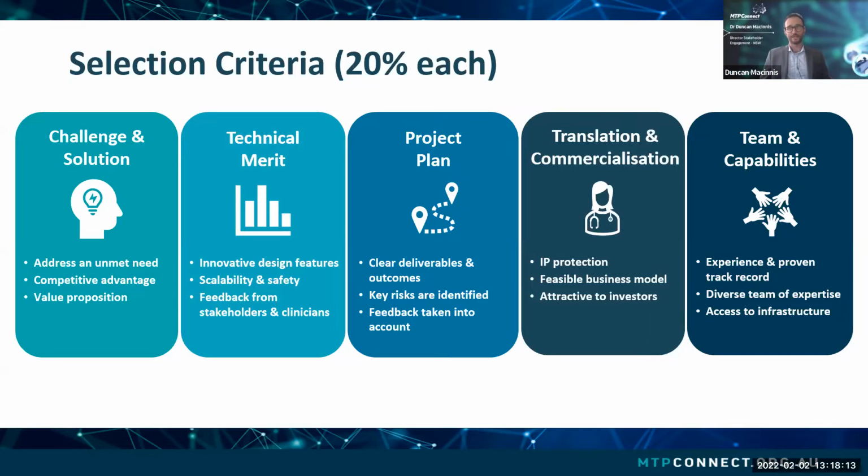The project plan needs to have clear deliverables and outcomes, and it needs to be feasible, particularly in the 24-month period. And we want to see that the key risks are identified. Looking at applications from 2020, where we had people putting in things around how they were going to deal with COVID and thinking, oh, there's no chance they're going to need that.